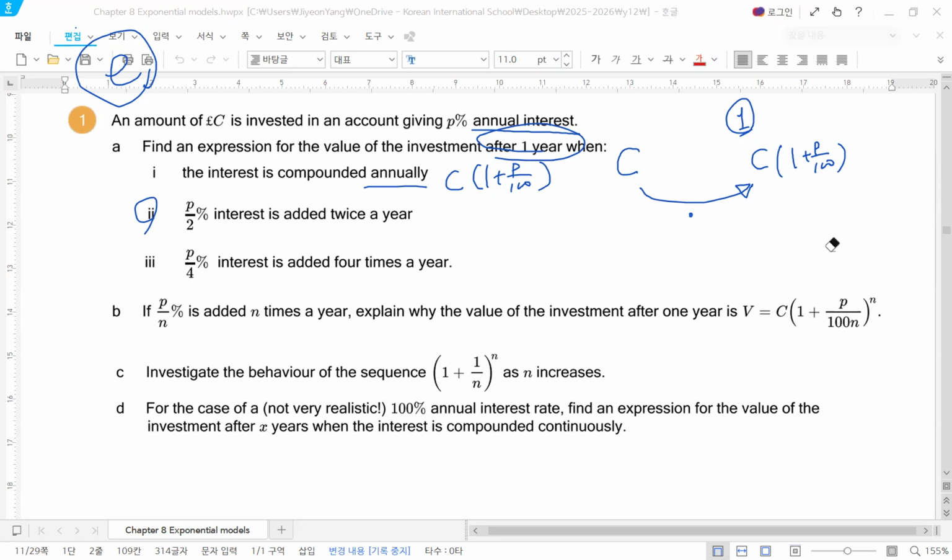So guys, 20% at once. The total money is 120, right? Then how about this one? 100 times 1.1, how much is it? 110. How about this one? 100 times 1.1 square? 121. So even though we may think the 20% is the same, 20% at once or 10%, 10% two times, if we add it compoundly, then it's going to be bigger than the 20% at once. Do you understand?